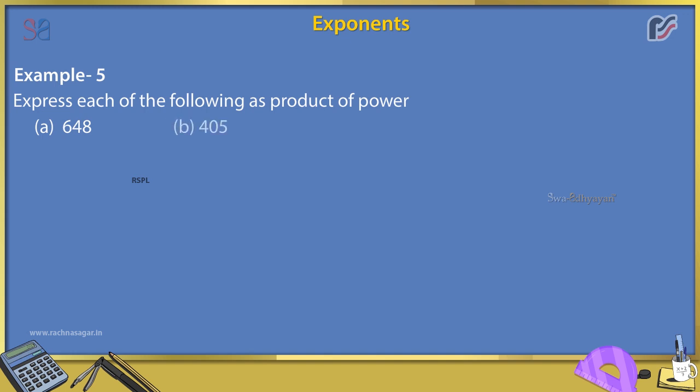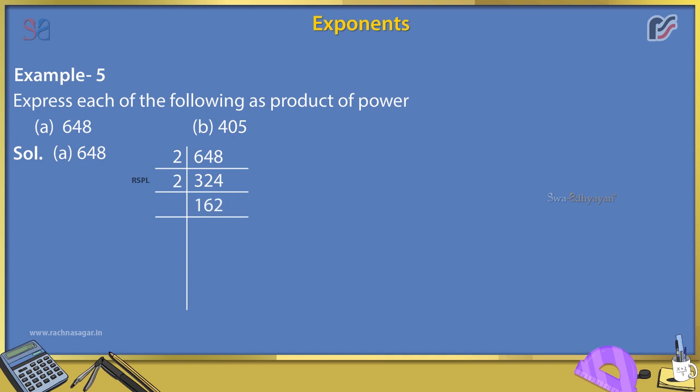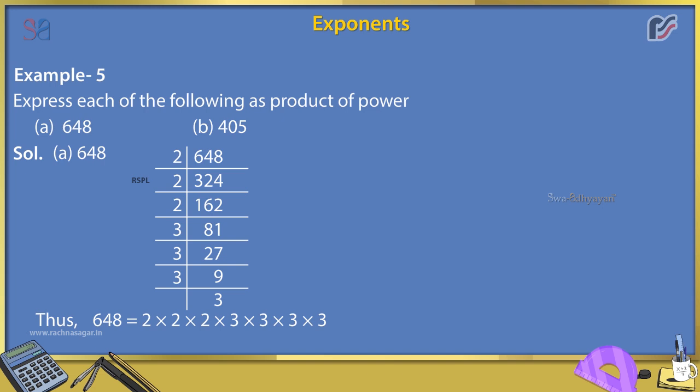Example 5. Express each of the following as product of powers. A. 648. B. 405. Solution. A. 648. On dividing 648 by 2, we get 324. On dividing 324 by 2, we get 162. On dividing 162 by 2, we get 81. On dividing 81 by 3, we get 27. On dividing 27 by 3, we get 9. On dividing 9 by 3, we get 3. Thus, 648 is equal to 2 × 2 × 2 × 3 × 3 × 3 × 3, which is equal to 2^3 × 3^4.